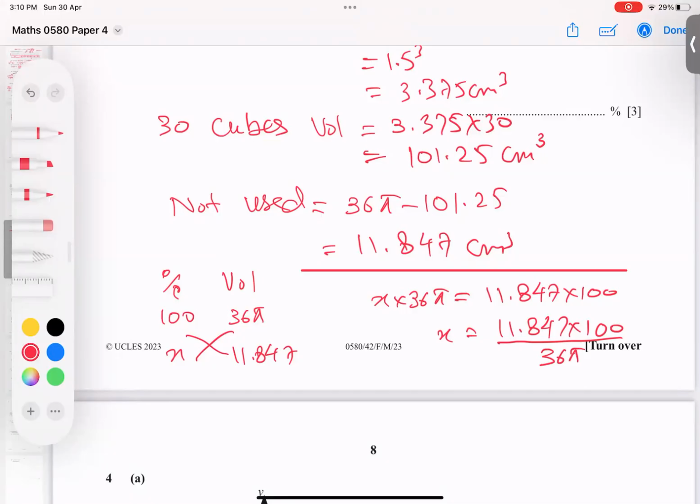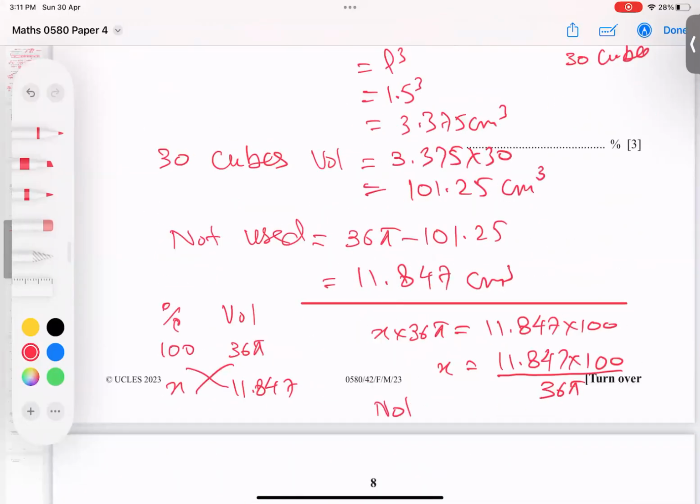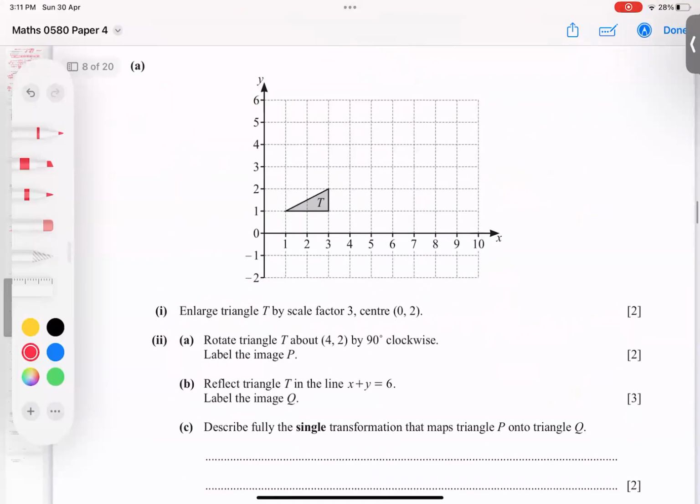36 pi. So Alhamdulillah Rabbil Alameen. So what is called title? Not used. So metal not used is 10.5 percentage. So I hope the concept is very, very clear. So let's go for next question number 4.